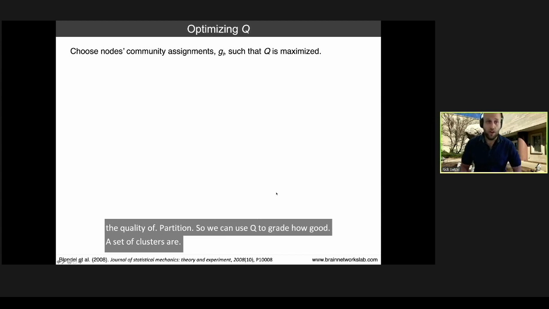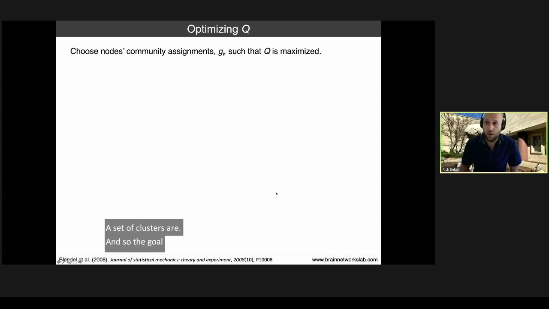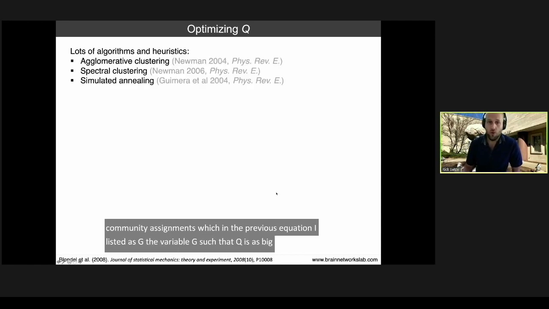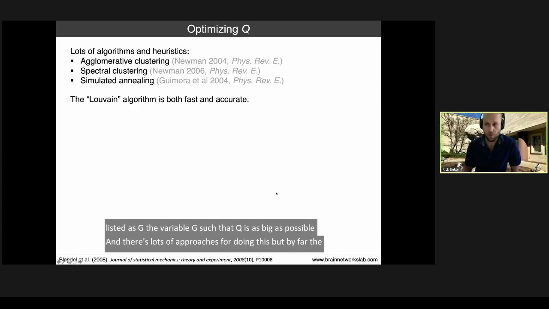And so the goal then, if we want to detect a network's communities, is to optimize Q. We want to choose community assignments, which in the previous equation I listed as G, the variable G, such that Q is as big as possible. And there's lots of approaches for doing this, but by far the most popular is something called the Louvain algorithm. It's been demonstrated to be both fast and accurate on benchmark tests.